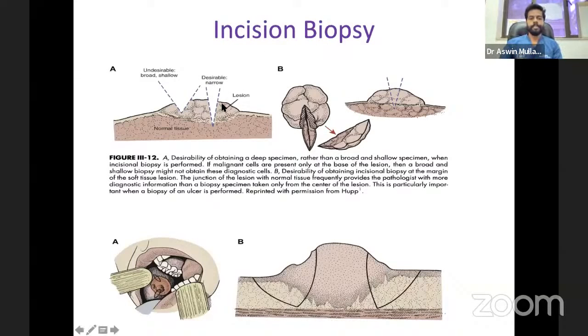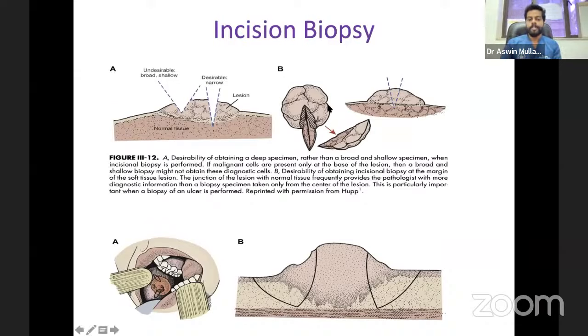You can see picture A. Your biopsy should always have adequate tissue, or else the pathologist cannot comment on the invasion. For an adequate tissue sample, it should have adequate depth. Suppose in some cases you take a wide biopsy, but it is very superficial. The pathologist cannot comment on invasion in such cases. So undesirable is a broad and shallow biopsy; desirable is narrow, though it should not be too narrow, but it should involve the deeper sections.